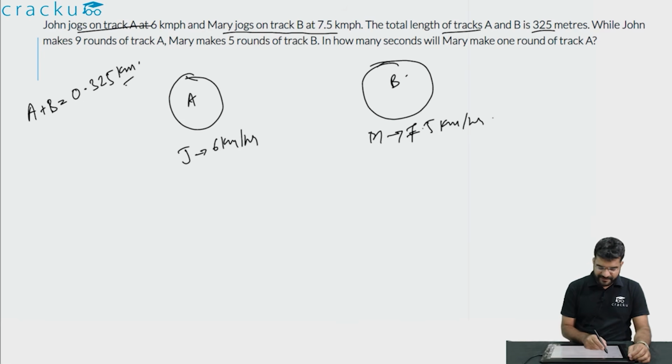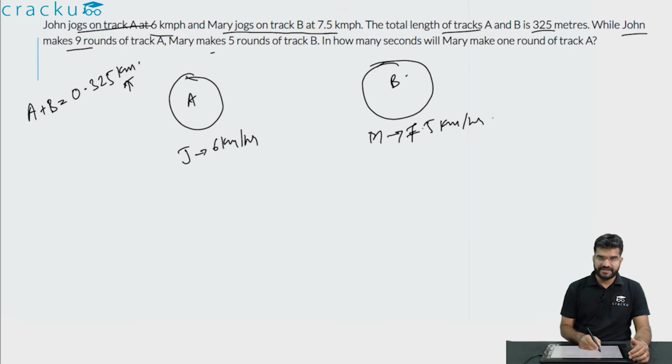We are using kilometers and not meters because the speeds of both Mary and John are given in kilometers per hour. So it is better to use the same standard, not intermix between kilometers per hour and meters per second. So everything over here we are going to do in kilometers. While John makes 9 rounds of track A, Mary makes 5 rounds of track B.